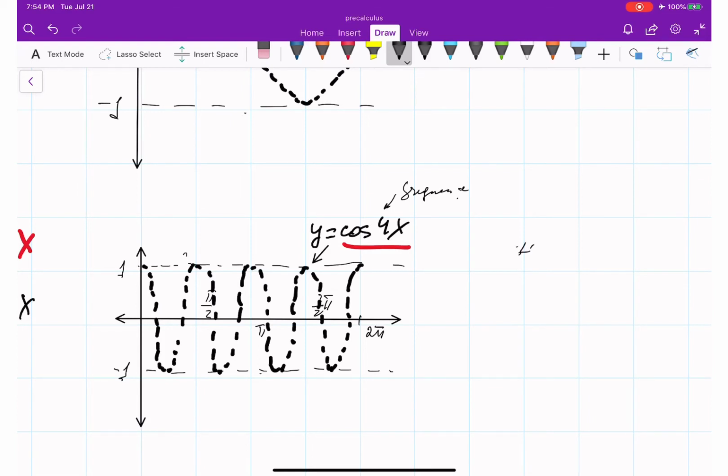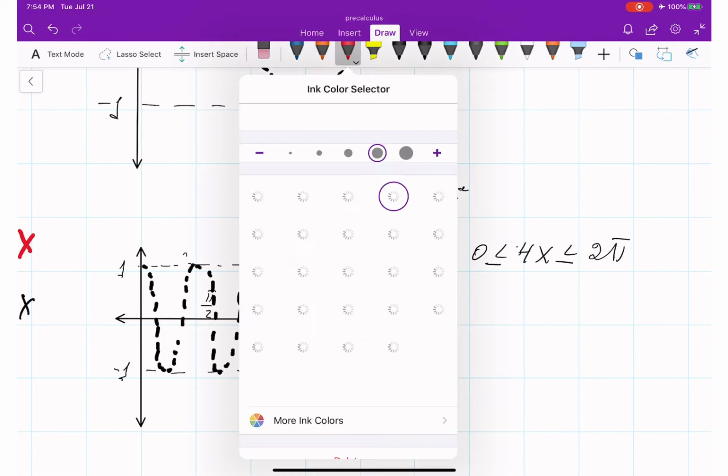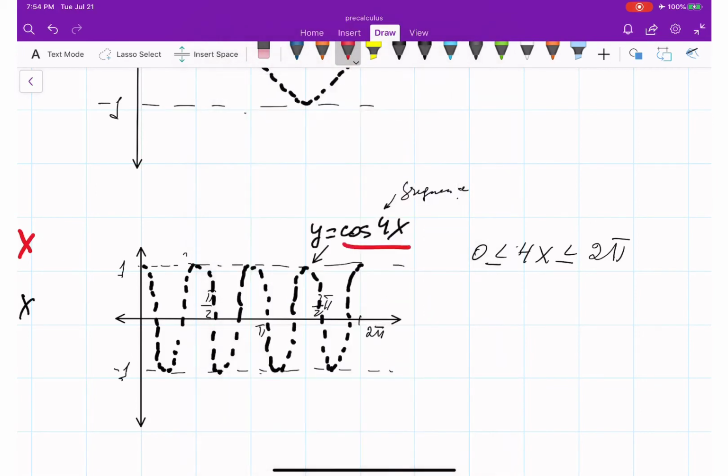So 4x is greater than or equal to 0 and less than or equal to 2 pi. To find 1 pi, I'm going to divide by 4 here, here, and here. So what we are getting is x greater than or equal to 0 and less than or equal to half a pi, right? Pi over 2. This is 1, this is 2. So we have one wave fitting in 1 pi.